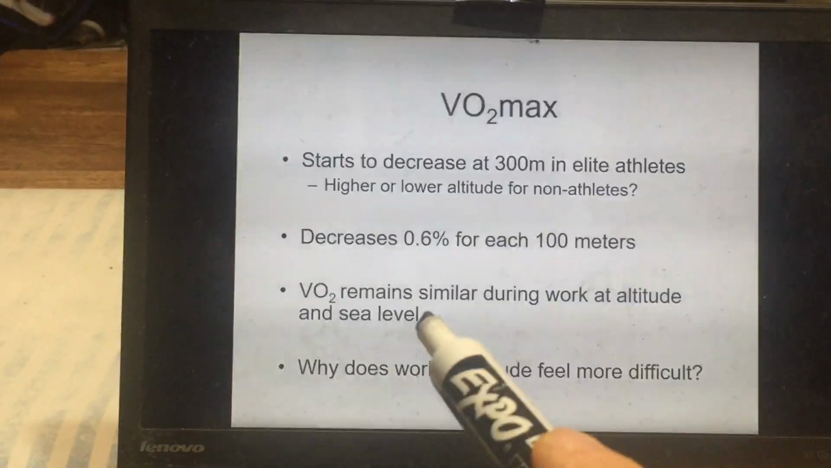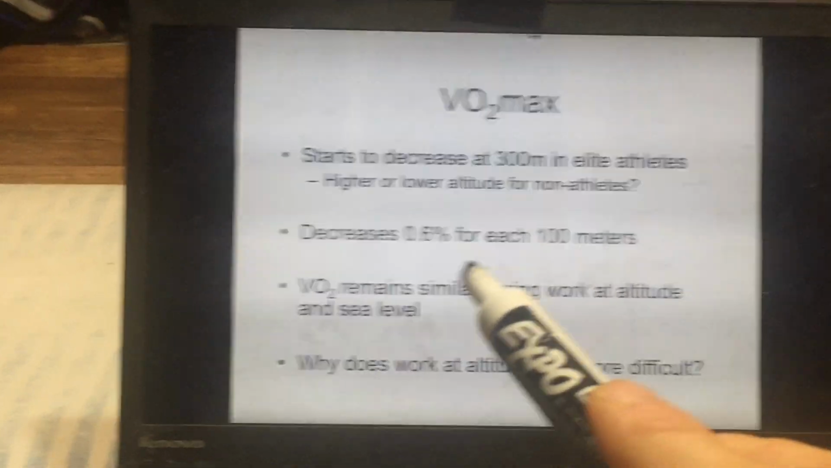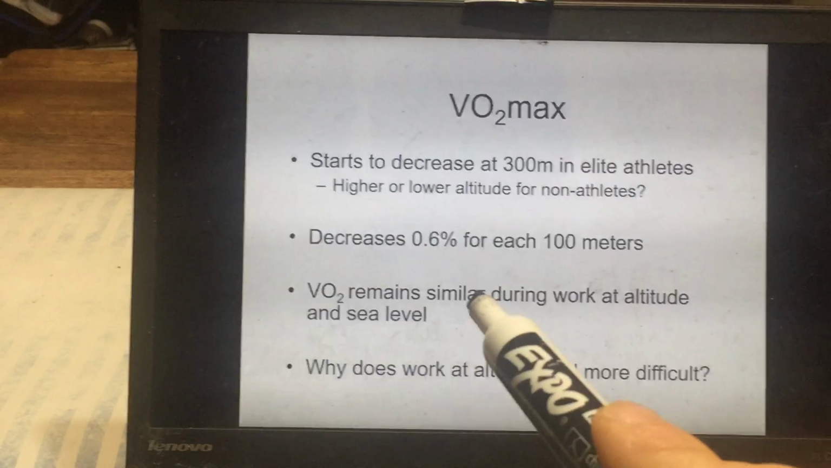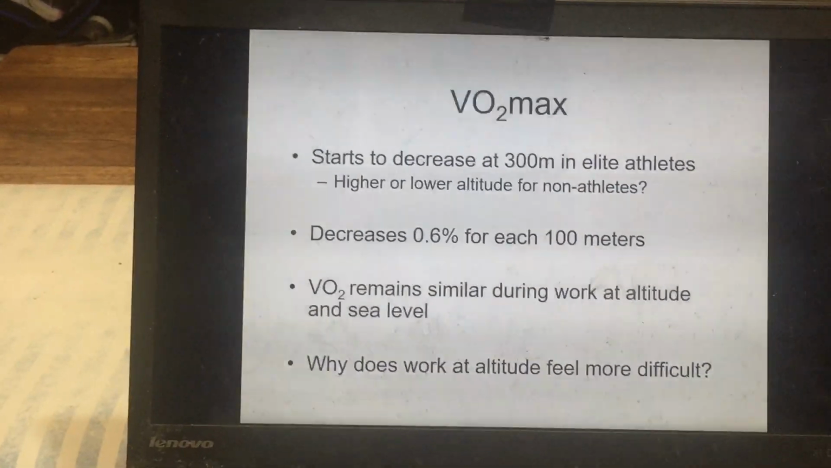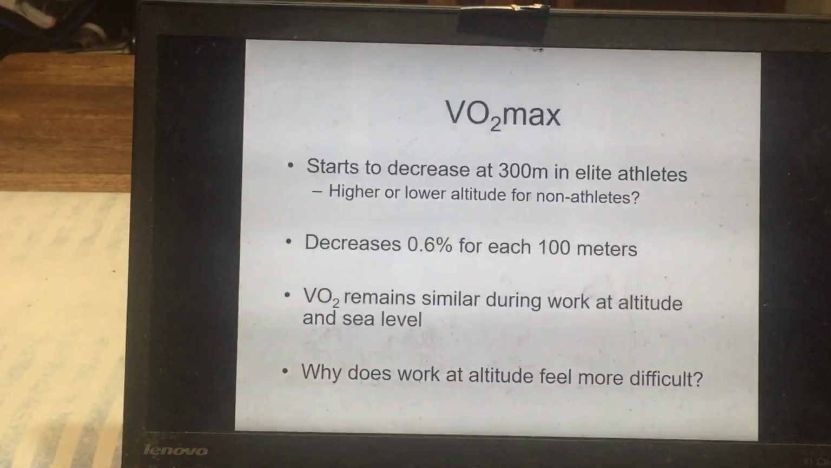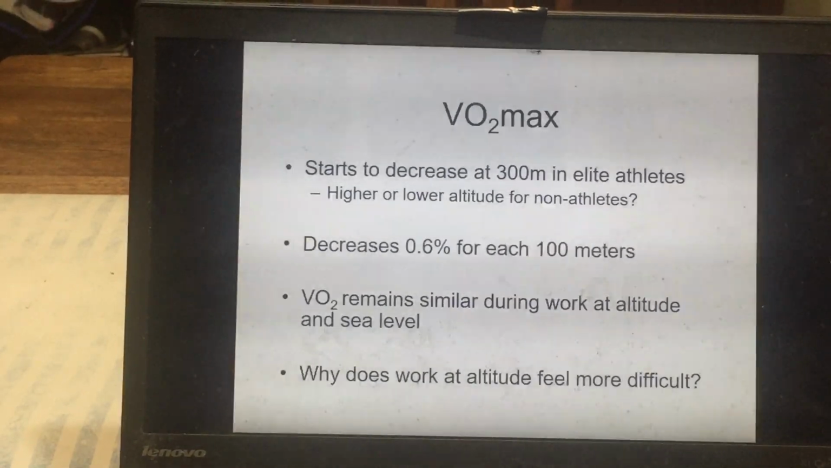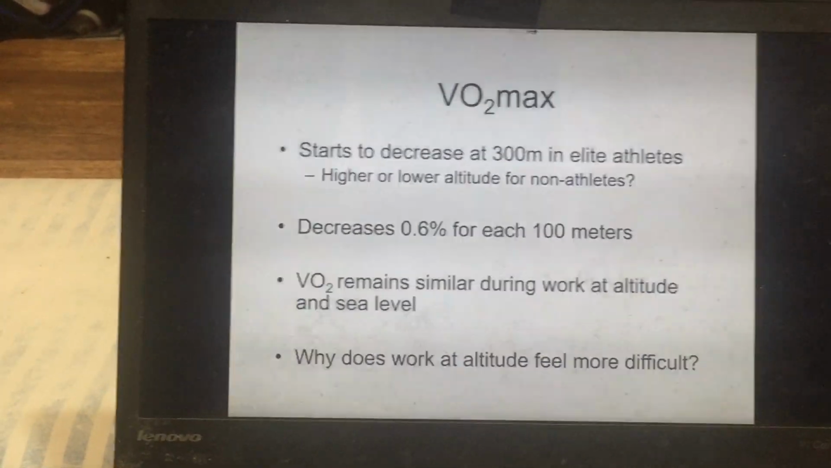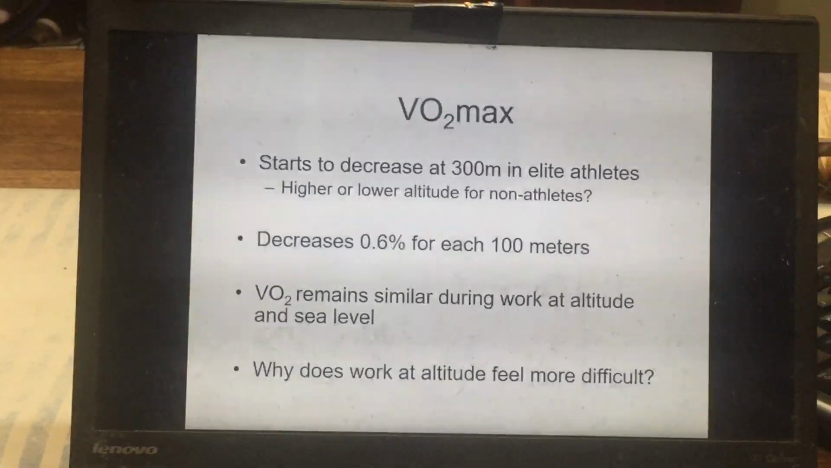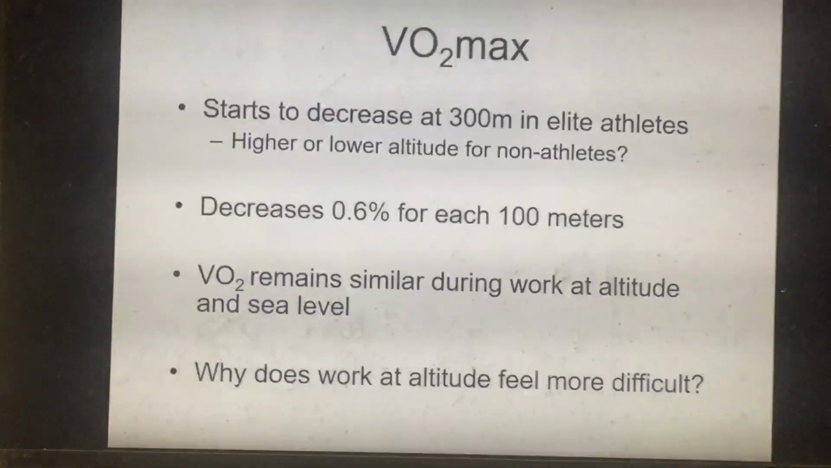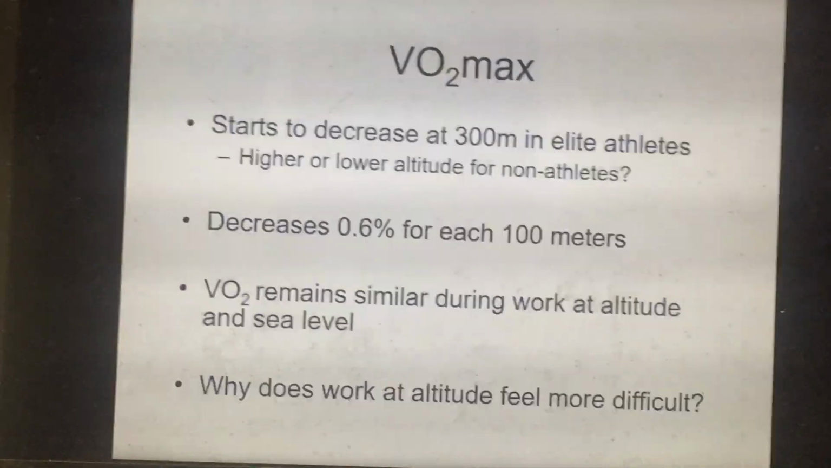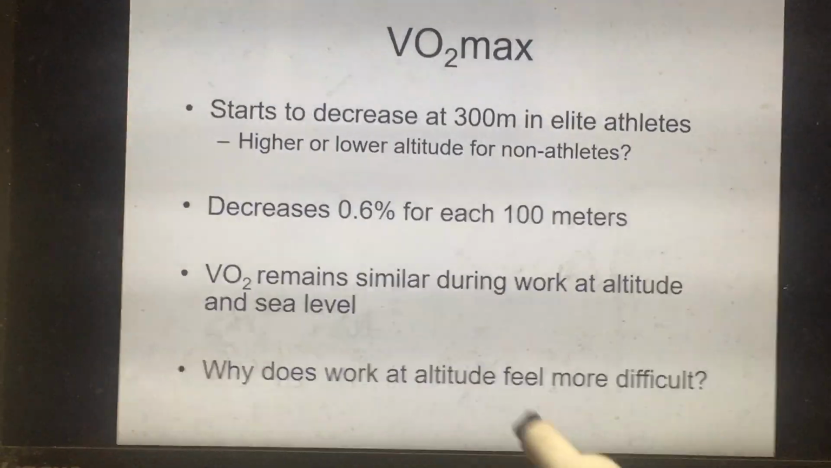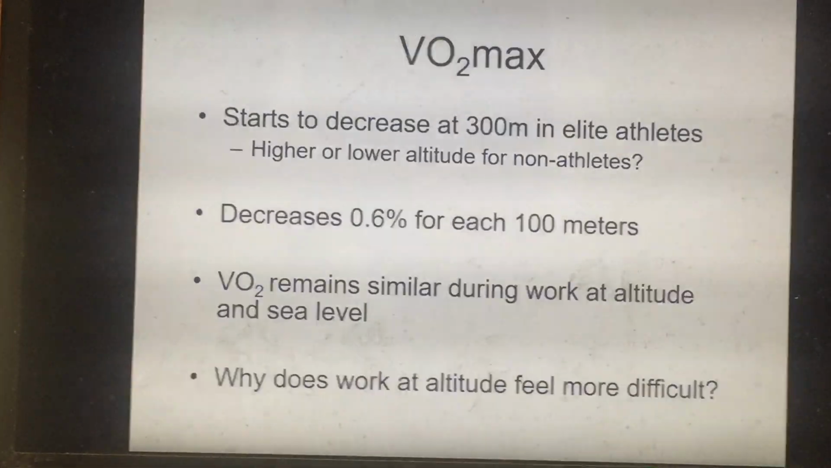So the decrease in VO2 max at altitude: for every 100 meters above 300 meters, you get about a 0.6% decrease in VO2 max. Now, if you're measuring oxygen consumption at a submaximal workload, it is actually the same at altitude as it is at sea level, but the work at altitude feels a lot more difficult.